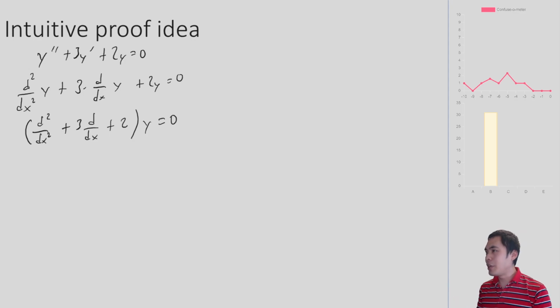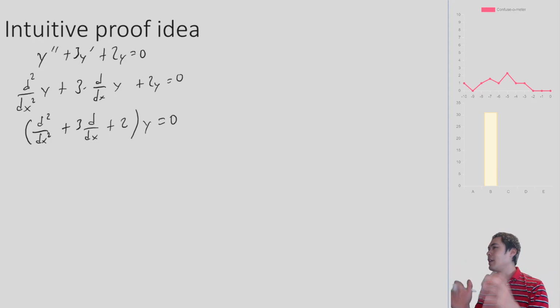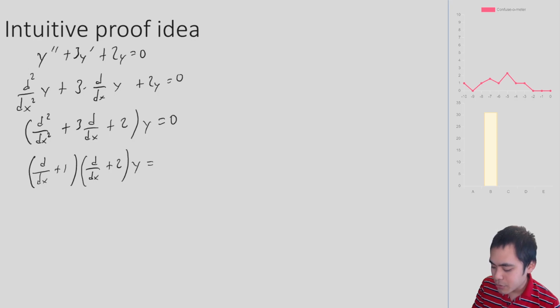Now this is a little bit weird. This is well defined, but it's not something you've seen before. We've never split d squared dx squared from the y, or d dx from the y, but we're going to do it that way. There is a way you can make this formally rigorous, but we're not going to do that. So now when you do it this way, you can think about factoring this in terms of d dx. So this is (d dx plus 1)(d dx plus 2) y is equal to 0, right?